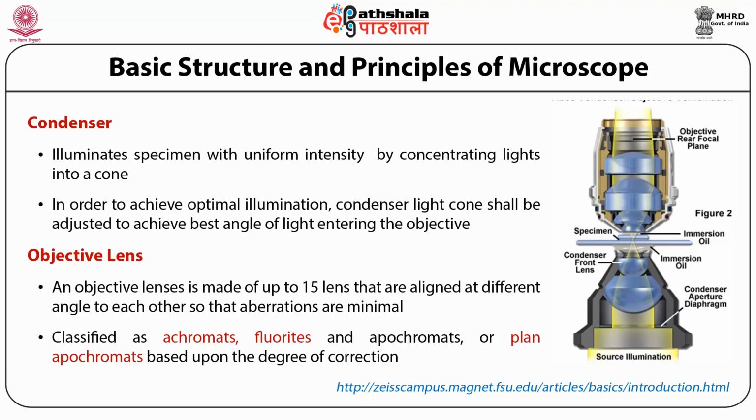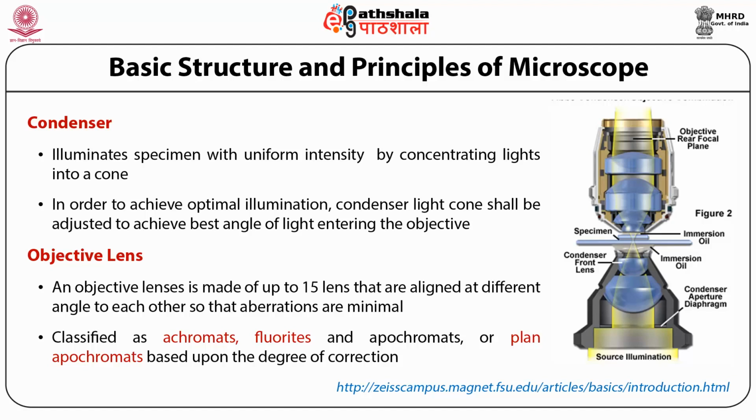These objective lenses are nowadays well known as achromats, fluorites, apochromats or plan apochromats. These are the terms which are used, based upon the amount of correction each of these objective lenses has. The very famous and very high end objective lenses are mostly plan apochromats.